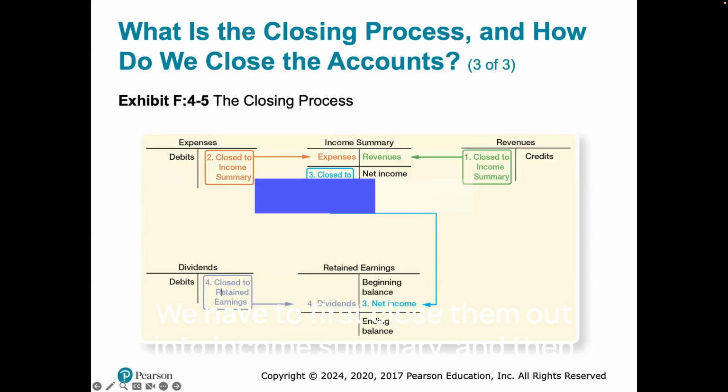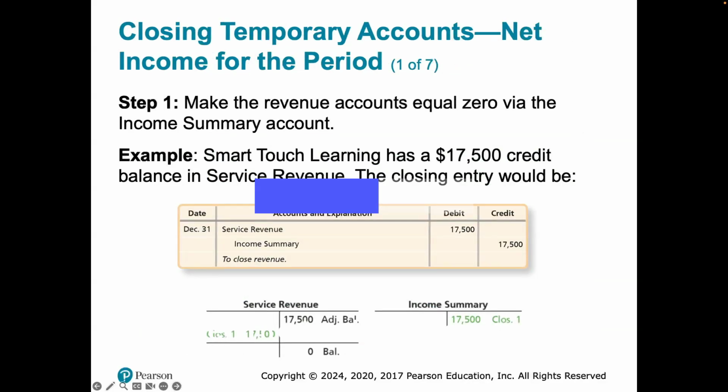We have to first close them out into income summary, and then we need to close out income summary into retained earnings. As far as dividends, we just close out dividends straight into retained earnings. Dividends are a debit balance. We create a journal entry where we credit dividends the amount of their balance, which zeroes out the dividend account. And then in that journal entry, we debit retained earnings, which in essence transfers that amount to retained earnings. And then we are able to calculate our new ending balance, which is our ending retained earnings, and that is transferred over into the balance sheet.